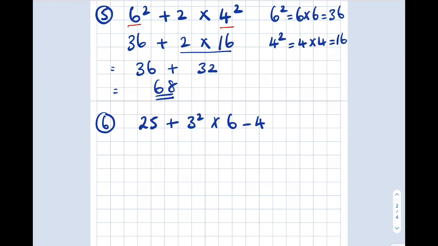So let's have a look. There's no brackets, but there are indices. So that's the bit I need to do first. Everything else remains in place. Don't do any of the calculations. 3 squared, as you know, is 3 times 3, which is 9. So now we've got addition, we've got multiplication, and we've got subtraction.